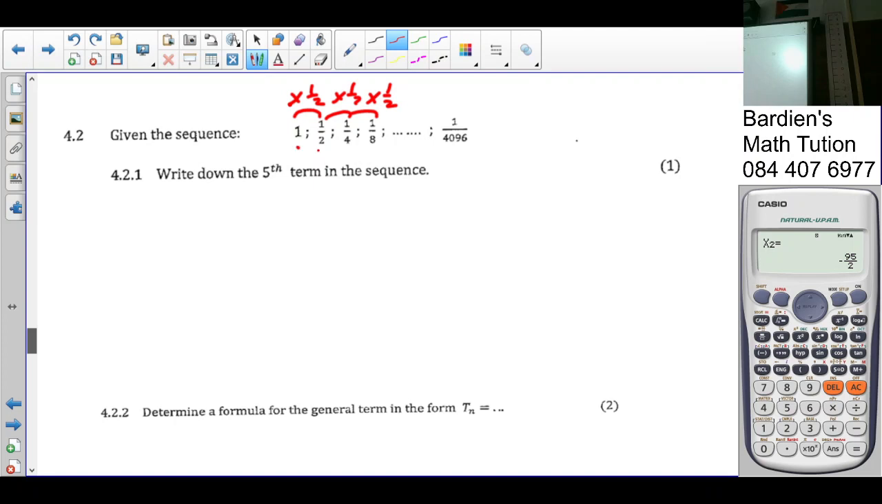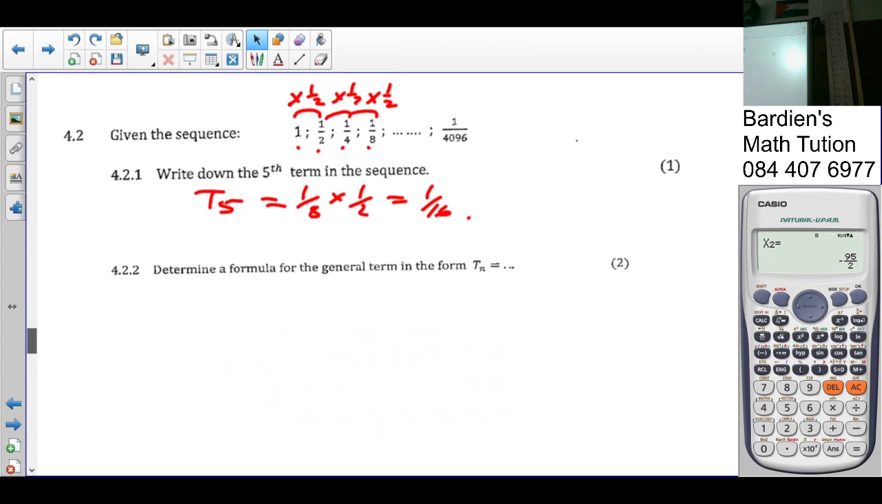So this is term 1, term 2, term 3, term 4. They want to know the value of term 5. So it's going to be 1 over 8 times a half, which is 1 over 16. Then it says, determine the formula for the general term in the form Tn.